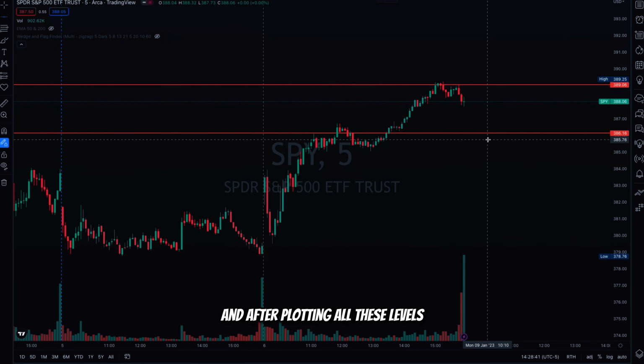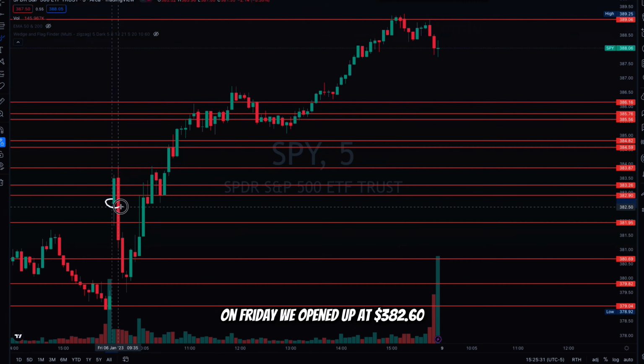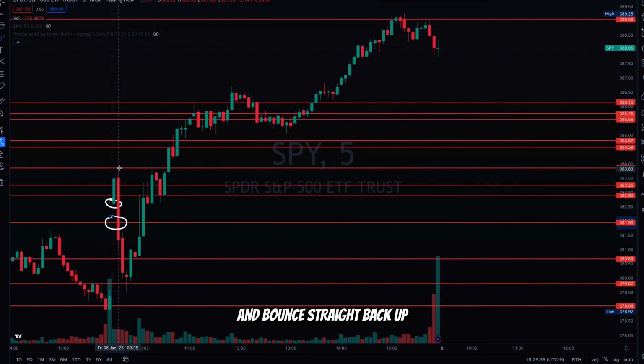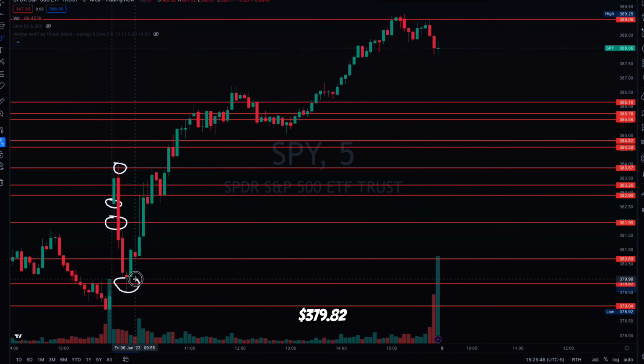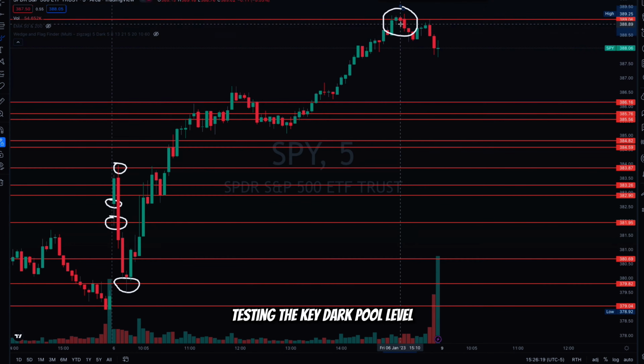And after plotting all these levels, you truly see the power behind these Darkpool levels. For example, on Friday, we opened up at 382.60 or around that level, and then we immediately dropped down to 381.95. We found a little bit of support there and bounced straight back up all the way to the next Darkpool level of 383.87. Here we found resistance and dropped hard all the way back down to the key level of 379.82. After testing this level, we once again bounced and throughout the entire day rallied and tested and broke multiple Darkpool levels along the way. We ended the trading day on Friday testing the key Darkpool level of 389.06 on SPY, where we found resistance and were unable to break this level for the remainder of the day.